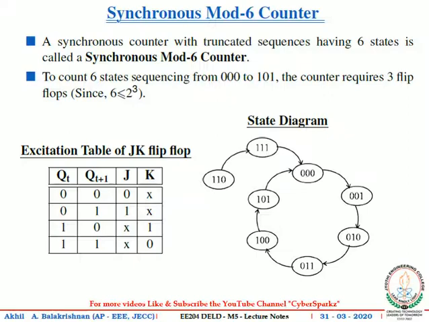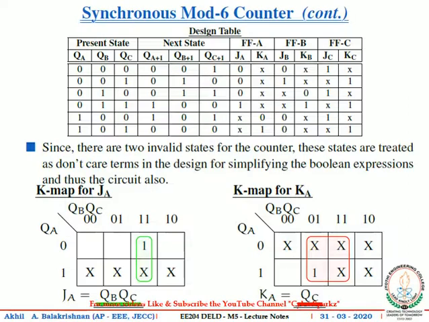So let's continue with the design procedure. Prepare the design table. Here you will have 6 rows, each representing the states of the counter. Completing the present state column, 000 in the first row, 001 in the second row, and like that 101 in the last row. Now complete the next state column. If the present state is 000, the next state is 001. If the present state is 001, the next state will be 010, like that. If the present state is 101, the next state will be 000.